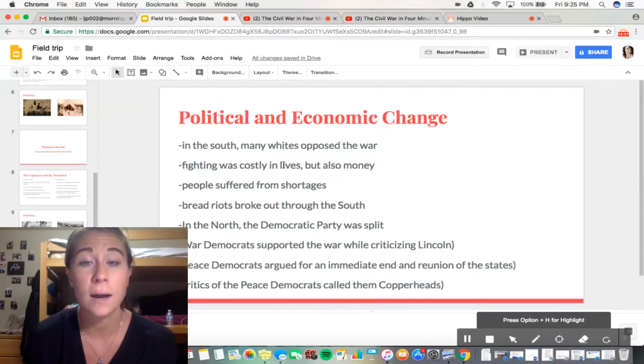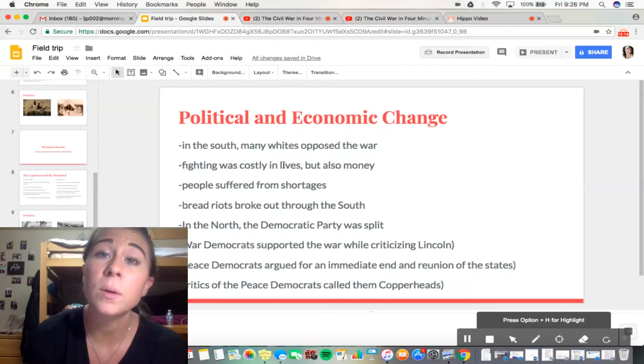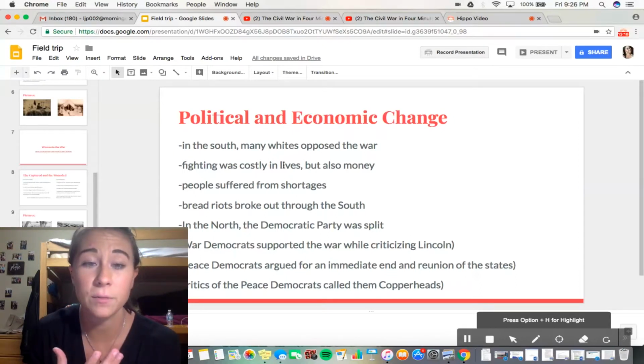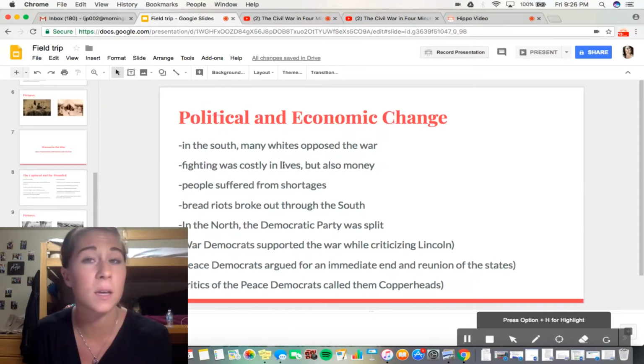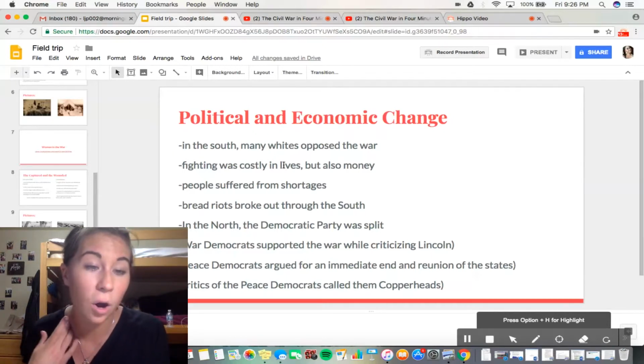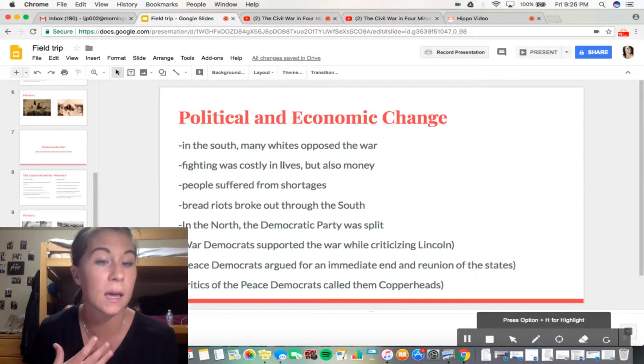Bread riots broke out in the South, and it is important to note that these bread riots were with women. These women were trying to protect their family and give their family food and just help them in any way they could, and they were upset because they could not afford the bread, so they broke out in bread riots to hopefully make a difference and get the food that they needed to support their families.